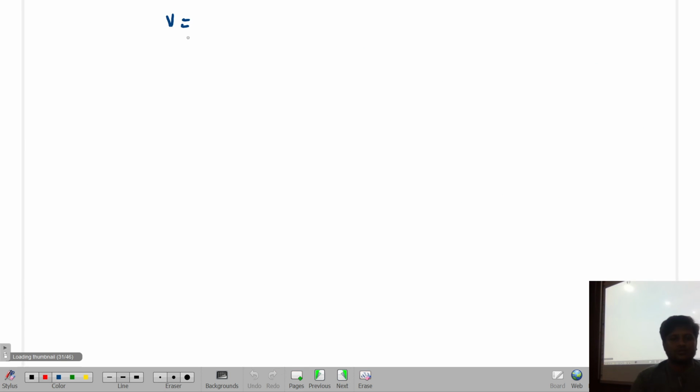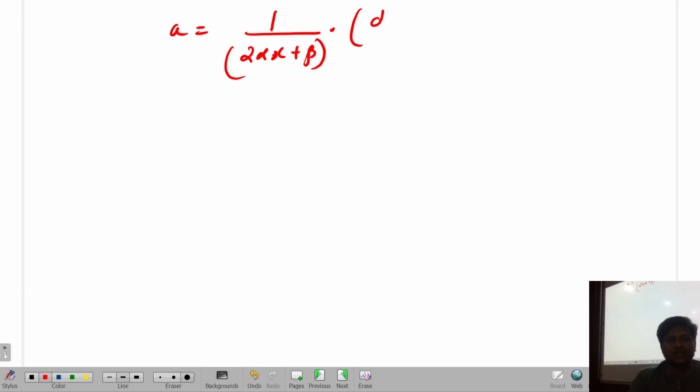Next, okay, so look over here. Acceleration was equal to 1 by twice of alpha x plus beta, first thing, and over here you will get d by dx of a similar equation, twice of alpha x plus beta to the power of minus 1. Now look over here at what I get as acceleration.